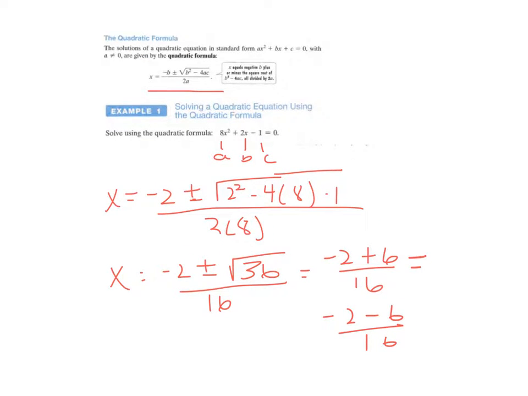If I go ahead and finish this problem off, this is going to be 4 over 16, which is 1/4. And if I do this one, I'm going to get negative 8 over 16, which will give me a negative 1/2 reduced. You might get 0.25 and negative 0.5 as your answer if you're using your calculator. Both of those are correct.